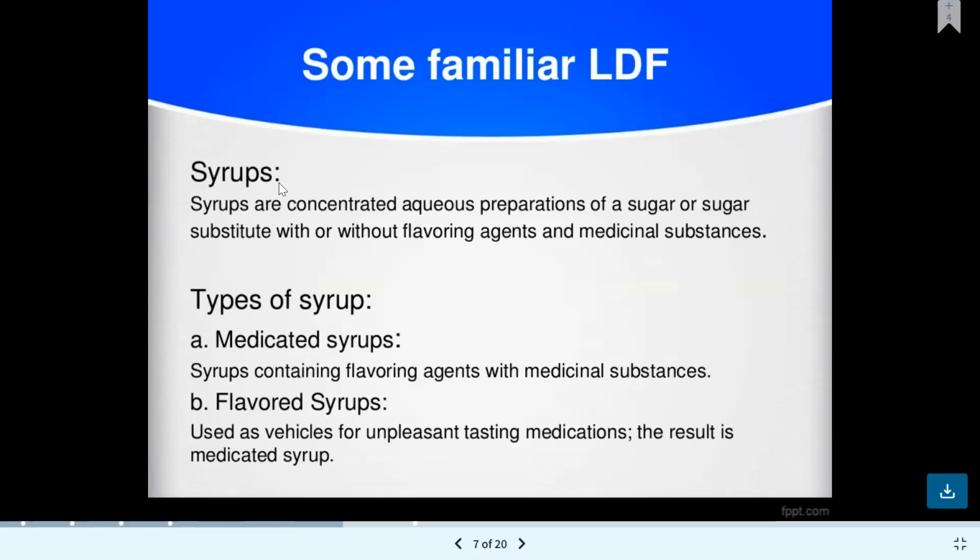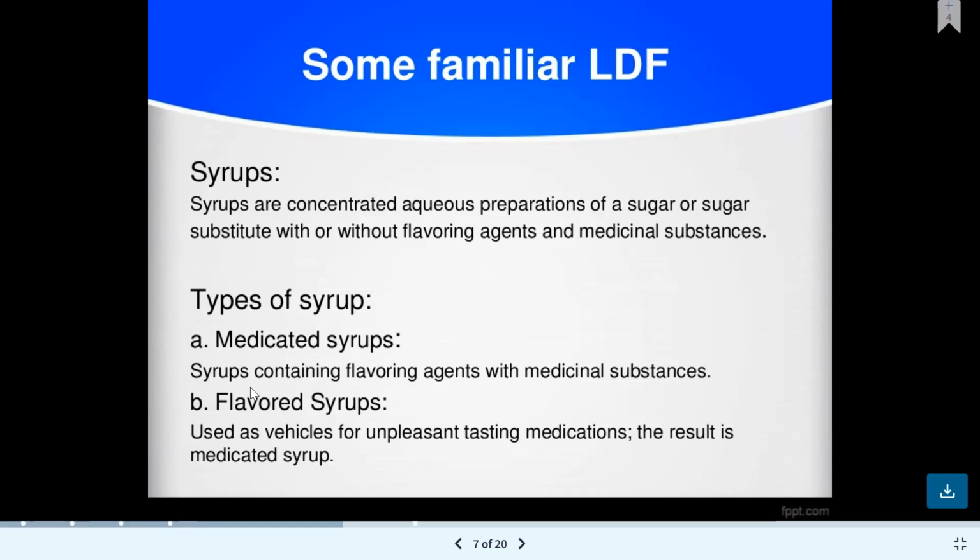Some familiar liquid dosage forms are syrups. All of you know that syrups are concentrated aqueous preparations of a sugar or sugar substitute with or without flavoring agents and medicinal substances. In some syrups, a flavoring agent is added for masking the bitter taste of the liquid, and medicinal substances, you can say.